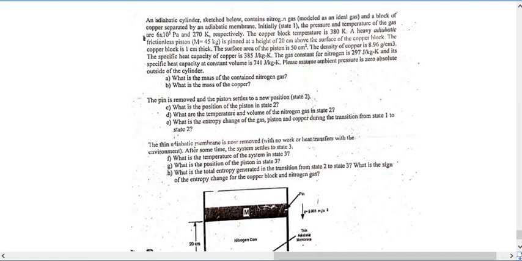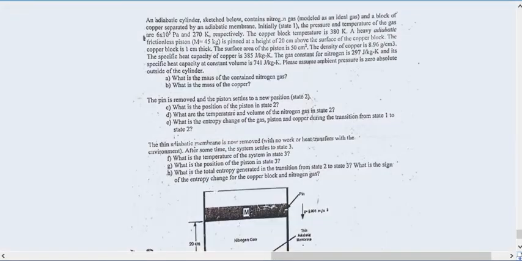The thin adiabatic membrane is now removed with no work or heat transfer with the environment. After some time, the system settles, state 3. F. What is the temperature of the system in state 3? What is the position of the piston in state 3? What is the total entropy generated in the transition from state 2 to state 3? What is the sign of the entropy change for the copper block? As shown in the diagram below.